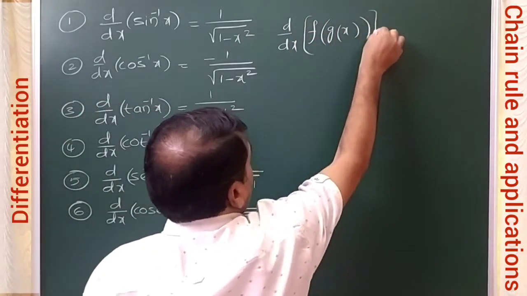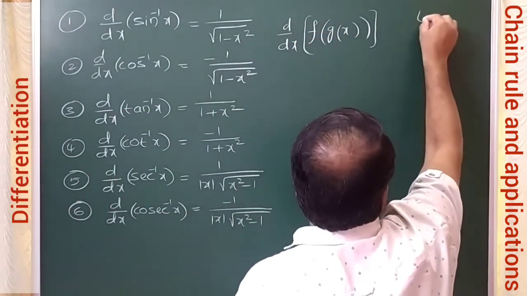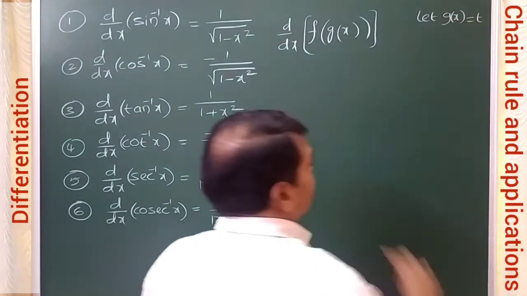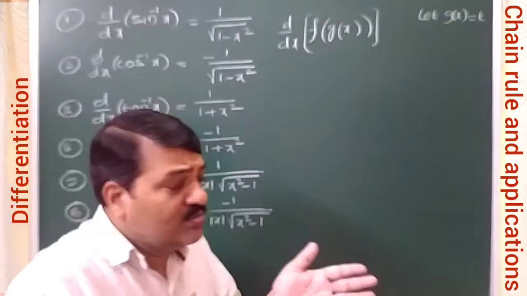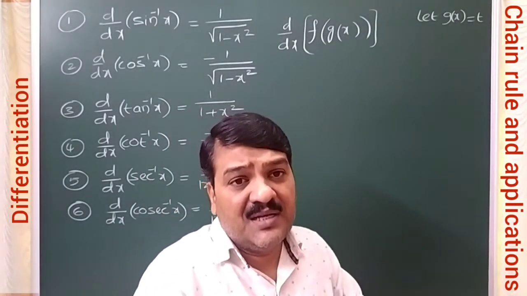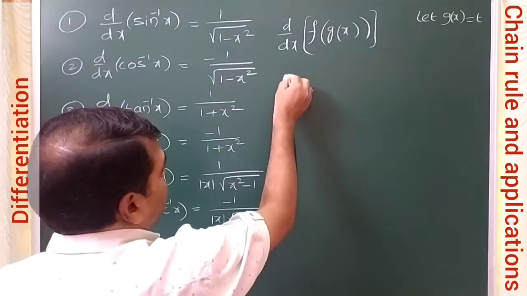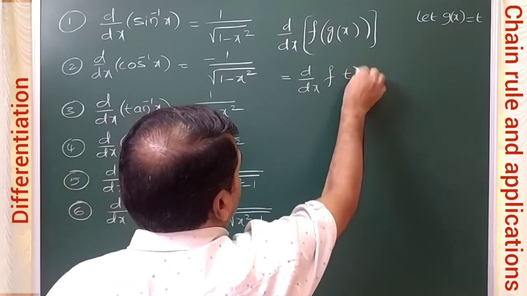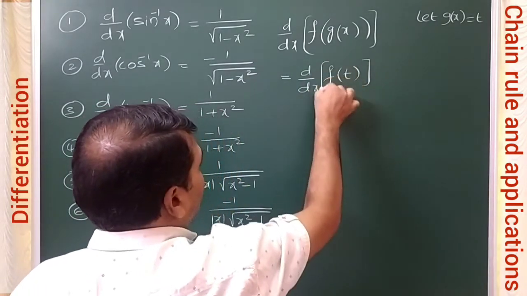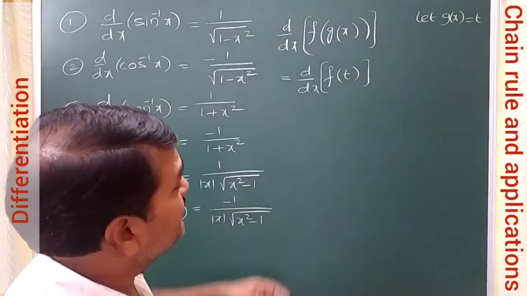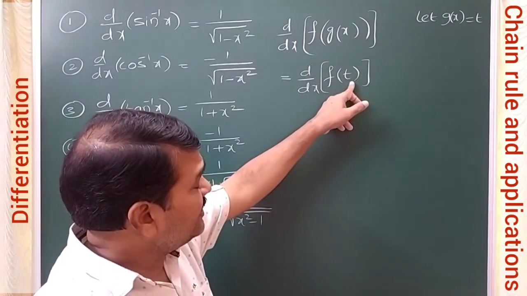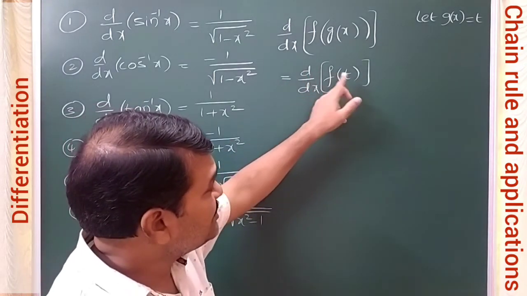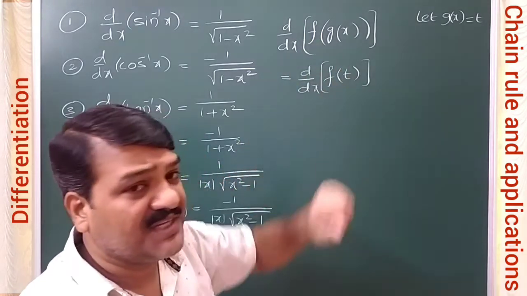Directly I can't. So what I will do is, I will take g of x as some t. Let us assume t is not constant. Some other variable t I am taking in place of g of x. Then this becomes d by dx of f of t. f of t means a function in variable t. How can we differentiate it with respect to x? With respect to x, differentiation is not possible because the function is in terms of t.